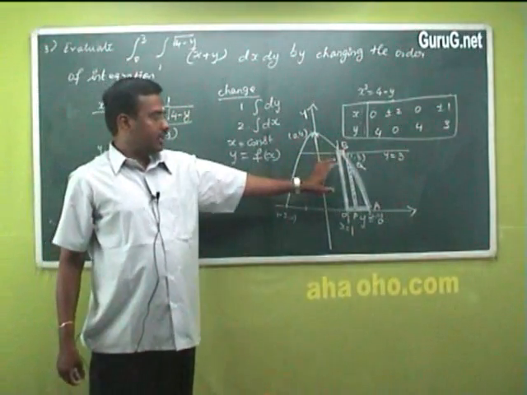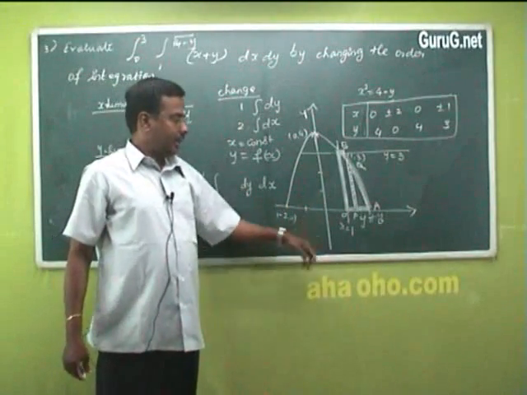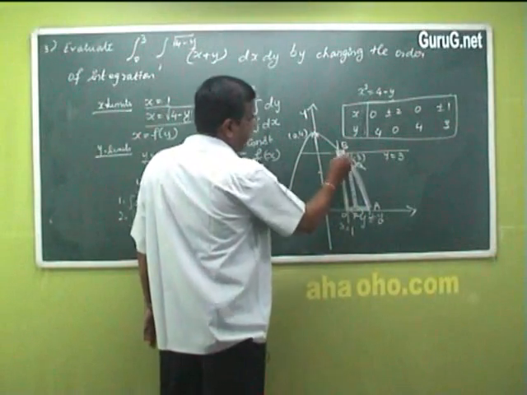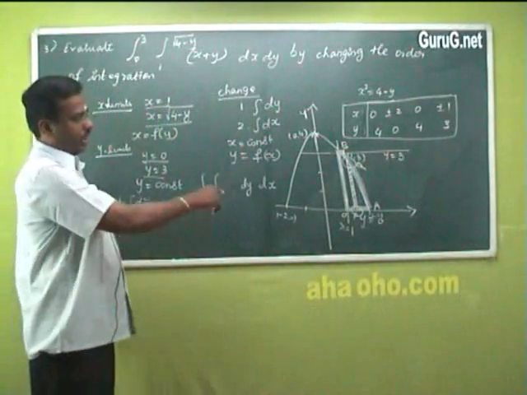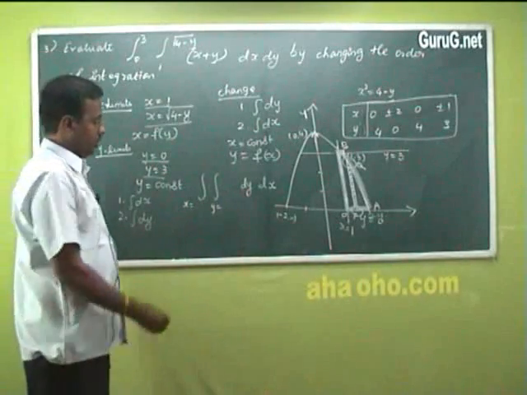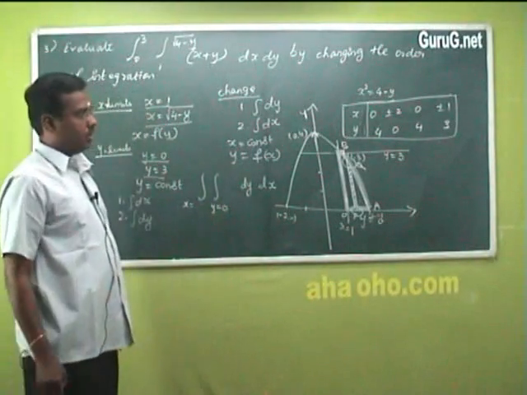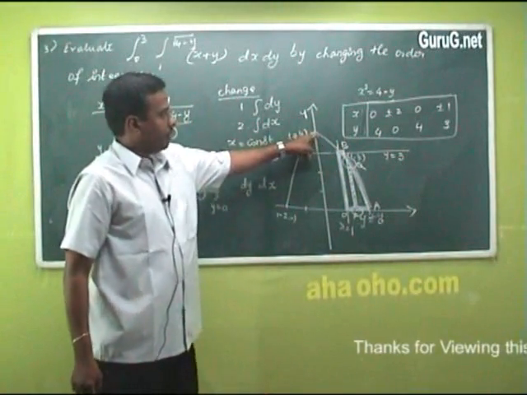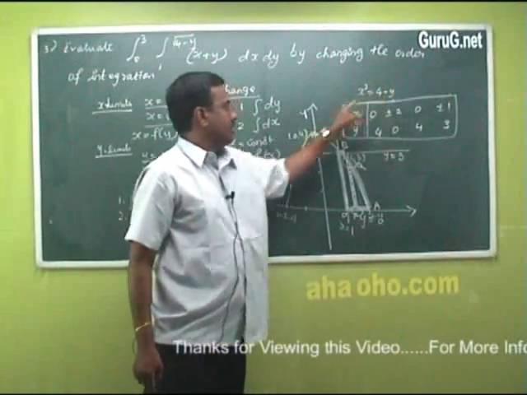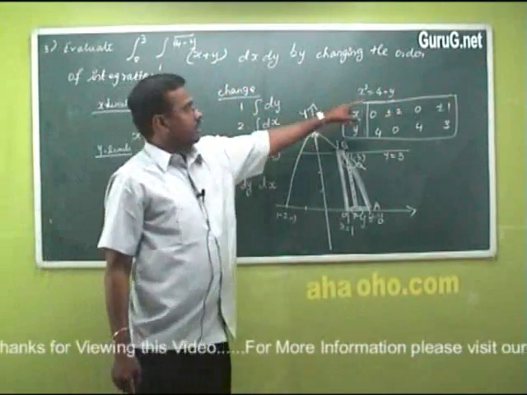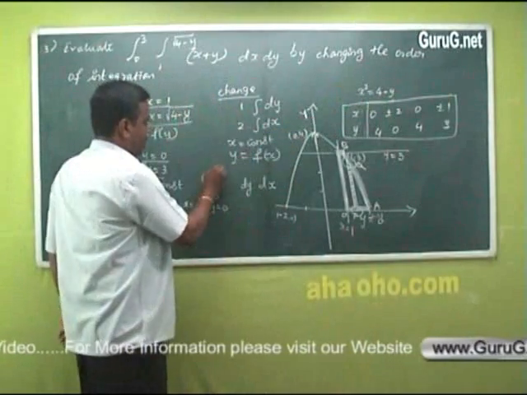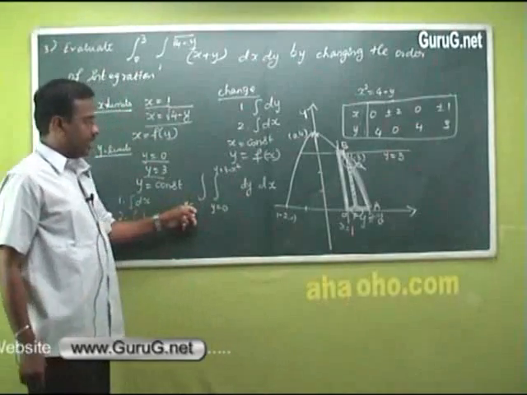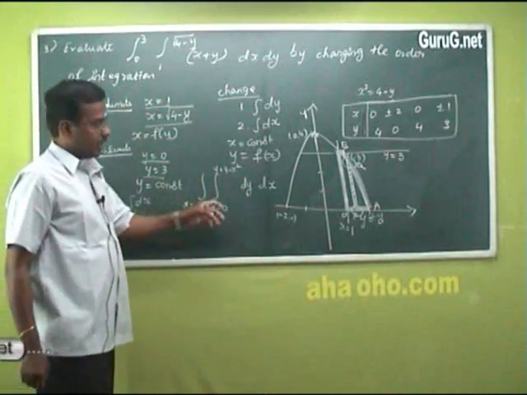Now I am going to change the order of integration by changing the limits. So the lower end of the strip gives the lower limit and the upper end of the strip gives the upper limit. The lower end of the strip lies on the line y equal to 0. Therefore the lower limit is y equal to 0. Upper end of the strip lies on the parabola x square equal to 4 minus y. I have to express y value. Therefore y equal to 4 minus x square. This is the upper limit. Now I am going to find the x limits as constants in that region.